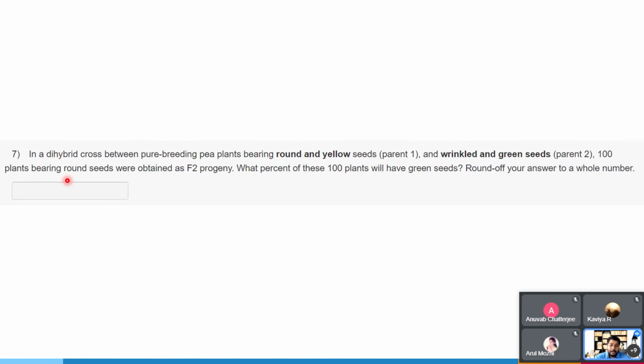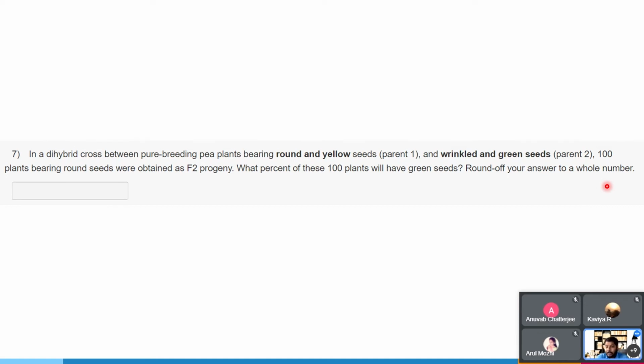So this is a numerical type. In a dihybrid cross between pure breeding pea plants bearing round and yellow seeds and wrinkled and green seeds, 100 plants bearing round seeds were obtained in F2 progeny. What percent of these 100 plants will have green seeds? Round off your answer to the whole number.